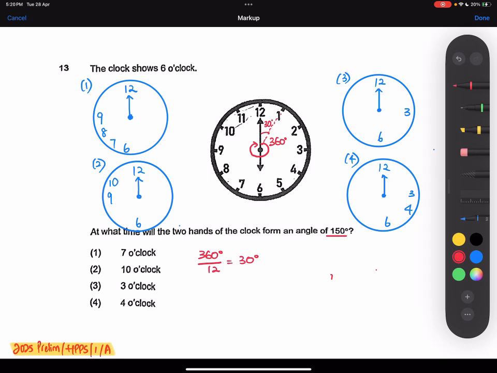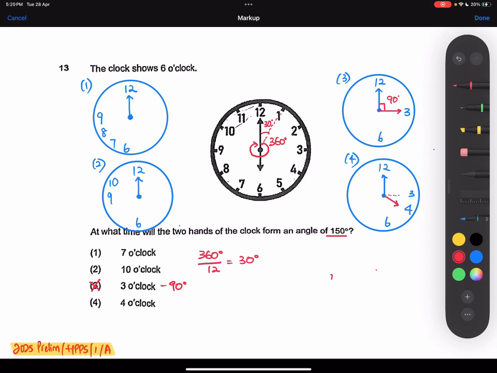Now I want to cancel out the easier ones. Let's look at 3 o'clock first, option 3. Option 3 is 90 degrees. You will say that there's another angle here, 270 degrees, but we'll always only focus on the smaller angle in this type of question. So option 3 is 90 degrees, which is wrong.